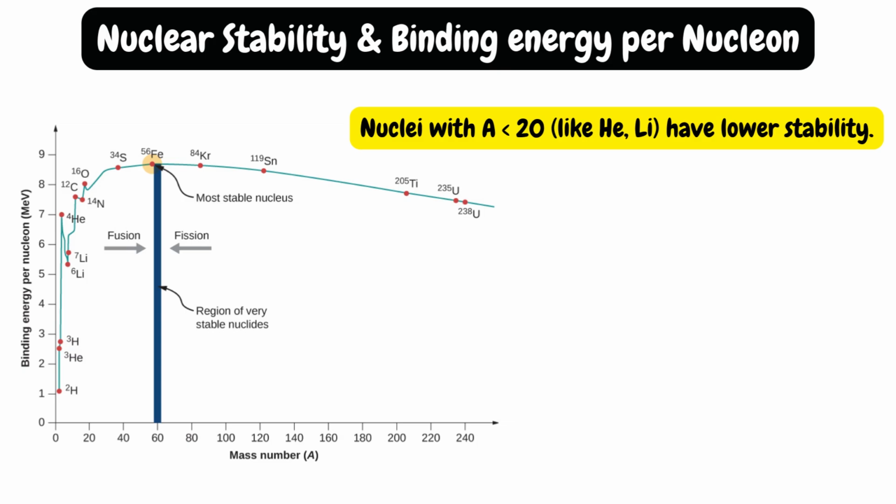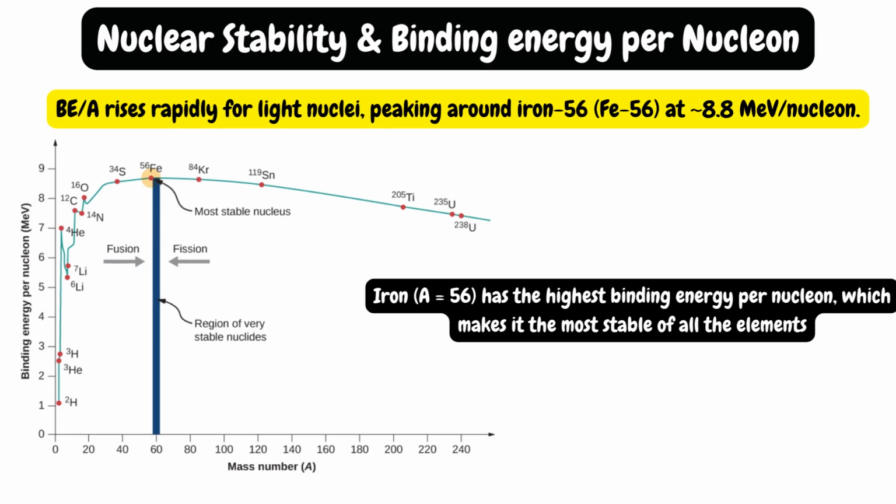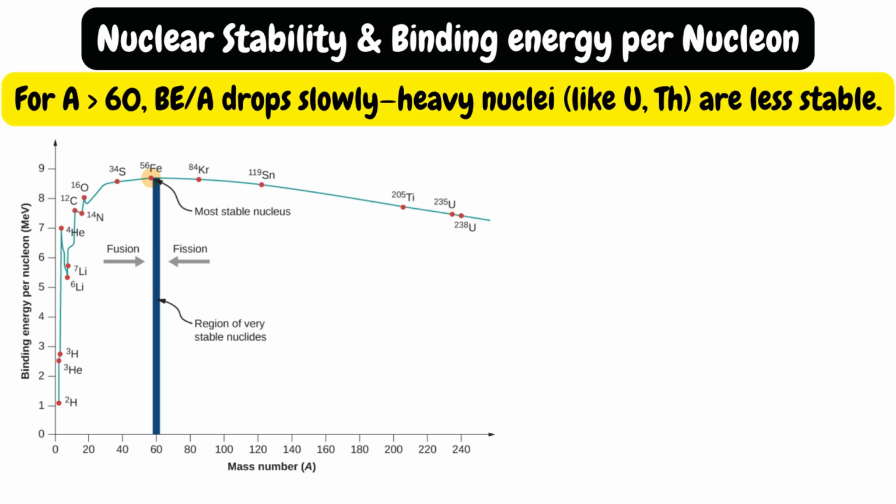On the far left, you have the really light elements, like hydrogen. They have a pretty low binding energy per nucleon. Then, as you move to the right, the curve goes up, and you hit this peak right around mass number 56. That's iron. These elements in the middle are the most stable, most tightly bound nuclei in the universe. Then as you keep going to the right, toward the really heavy elements like uranium, the curve actually starts to slope back down. They become less stable again.